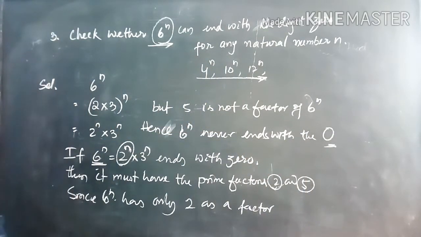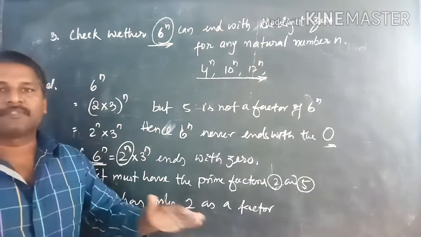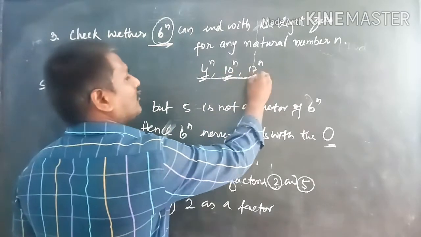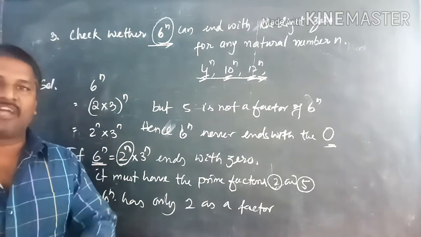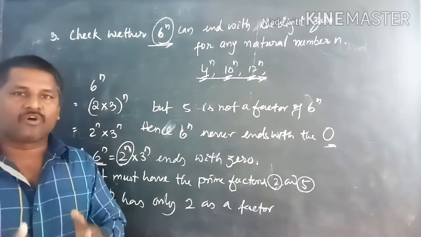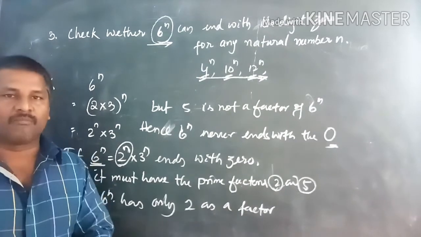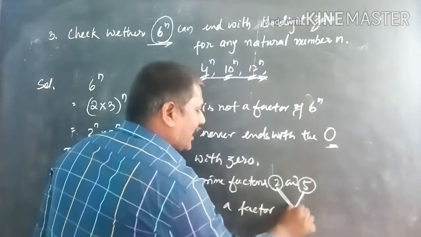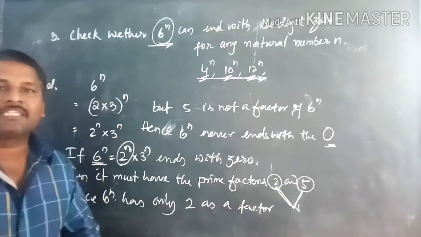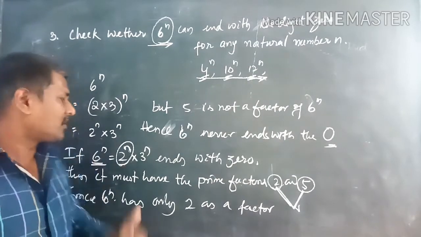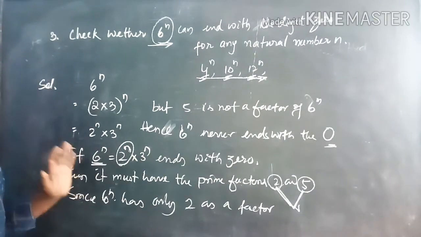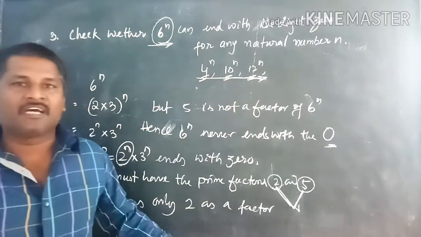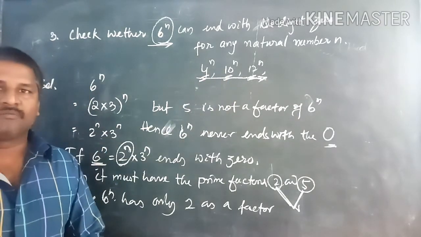So you can understand that 6 to the power n never ends with 0, and not only 6 to the power n, even 4 to the power n, 10 to the power n and 12 to the power n, whatever number is asked in the examination, you have to know only one thing: if the number has the prime factors of only 2 and 5, then the number ends with 0 for the natural numbers n. This is the way you can check any number given in the examination. Now let's go to the fourth bit.